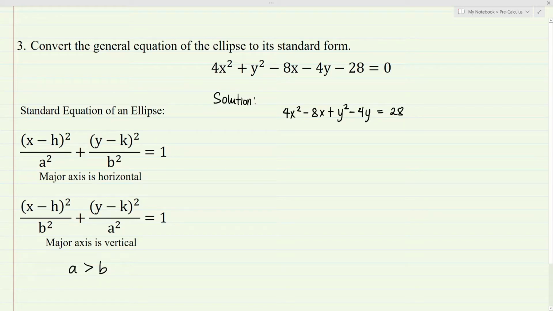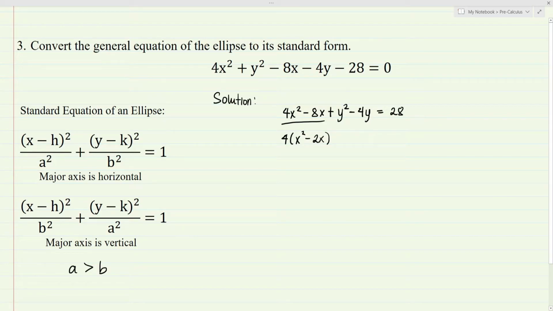So next step here is to perform completing the square. But before we perform completing the square, we must factor out first the coefficients of x squared and y squared. So we would factor out the coefficients if the coefficient of x squared and y squared is greater than 1. So as for this quadratic equation, I would have to factor out 4. So I will have here 4 multiplied by x squared minus 2x.